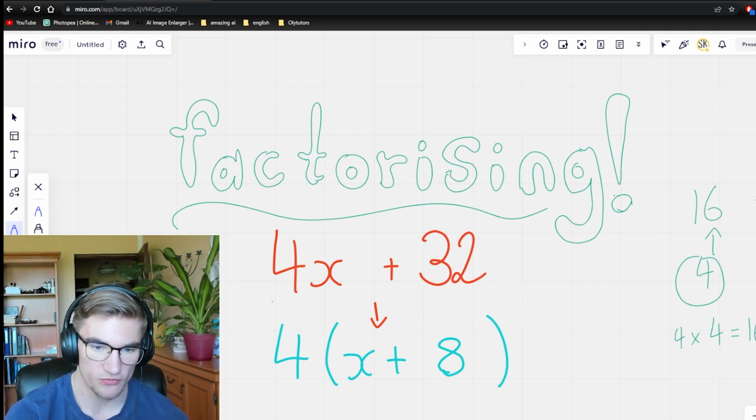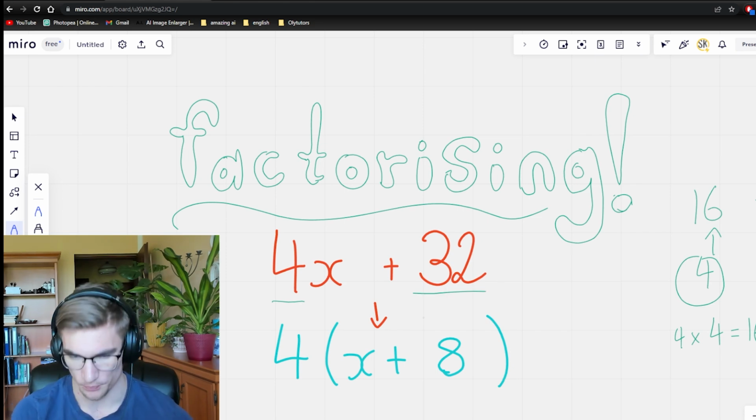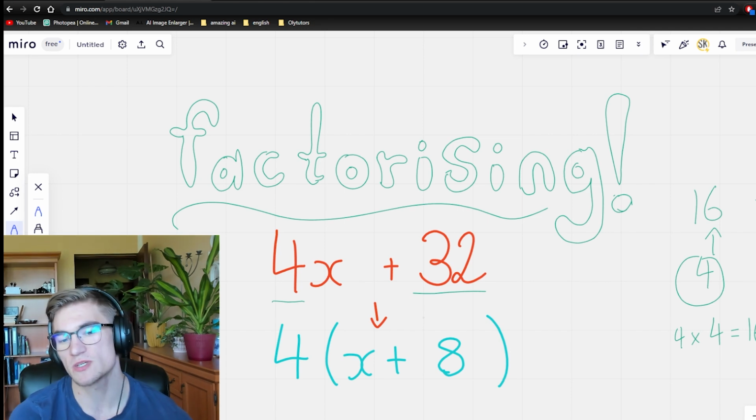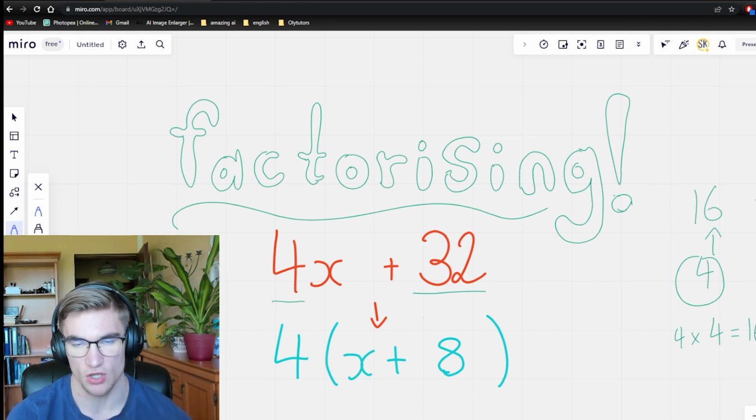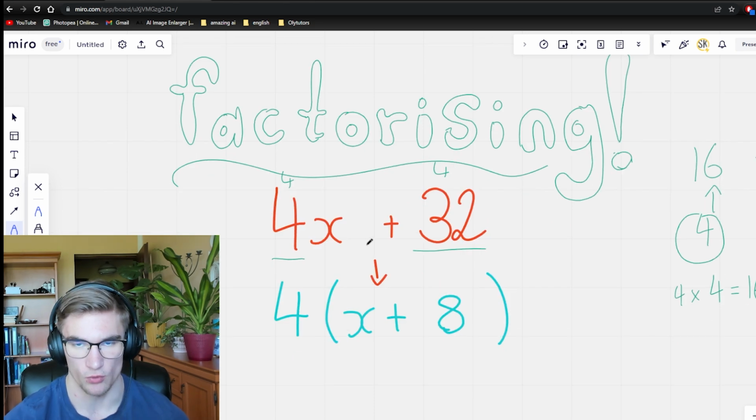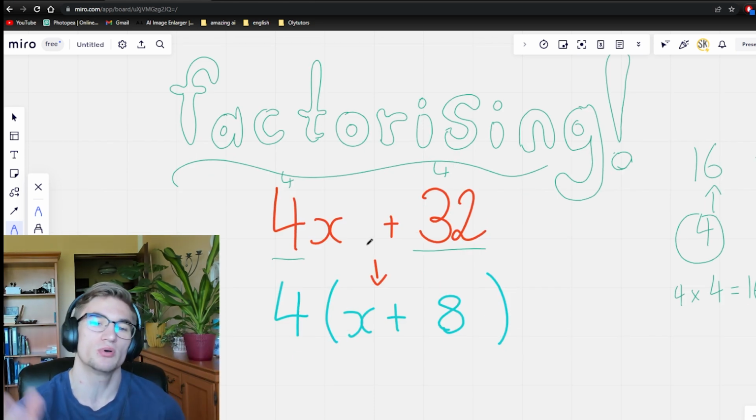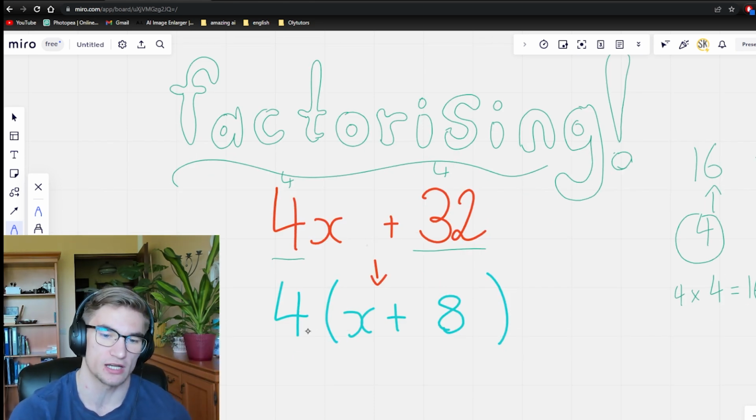So here I have 4x and I have 32, and I'm adding 4x and 32. So I'm going to ask myself, what's a common factor that both of these have? And the answer is obviously 4, because I can put 4 inside of 4x and I can put 4 inside of 32. So what do I do with this 4? I pull this 4 outside. I pull it out of these terms and I put it outside, all right?